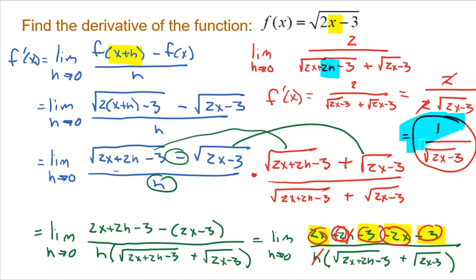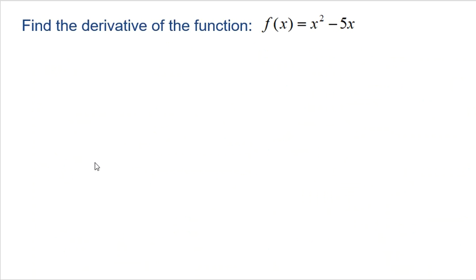Sorry, I wish I had more space in this program so I could write this a little bit neater. Hopefully you will do so on your work. But there is my derivative of this function. It's 1 divided by the square root of 2x minus 3. That formula could be used to find the derivative, to find the slope of the tangent line at any given point. All right, let's look at another problem here.